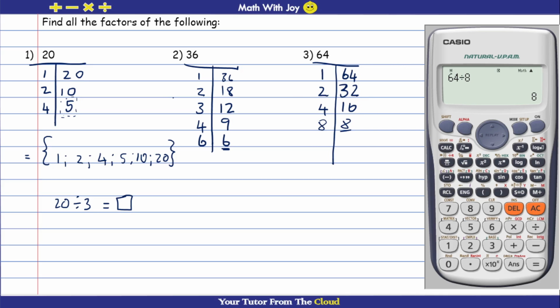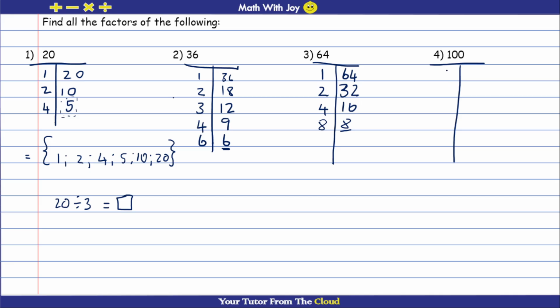The factors of 100, we know we're going to have 1 times 100, then 2 times 50, and then 3 will not go into 100. You can try that yourselves on the calculator. And then 4 will go in 25 times, and then 5 will go in 20 times, and then 6 will not go into 100 because 3 does not go into 100.